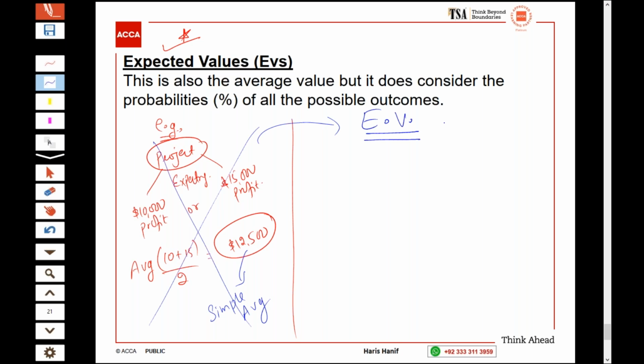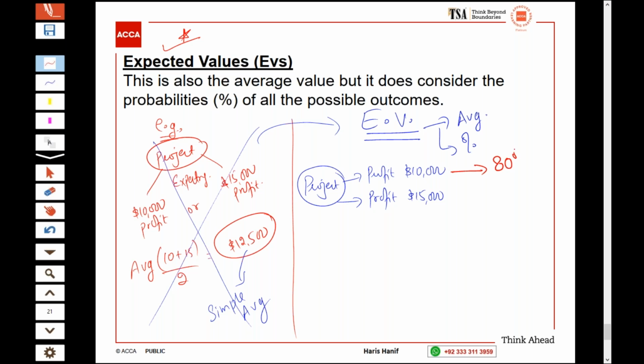EV, expected value. This is also average, but with respect to the probabilities. Now, what are the probabilities, sir? Project. I am expecting profit 10,000. I am expecting profit 15,000, and my past experience shows that there are 80% chances for this and there are 20% chances for this. Now I need to calculate the average based on the weightage.